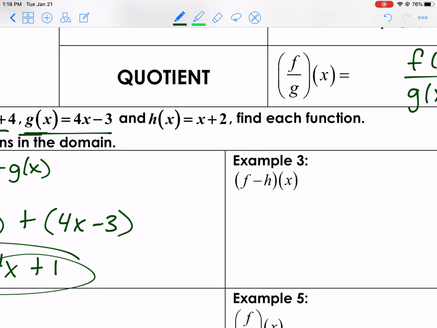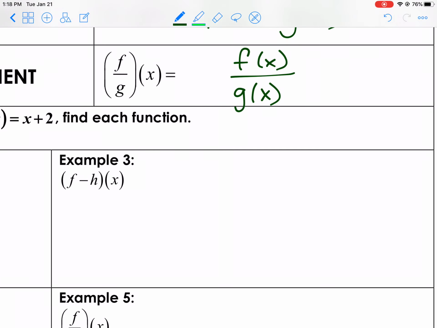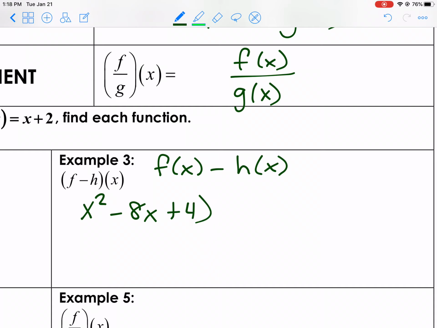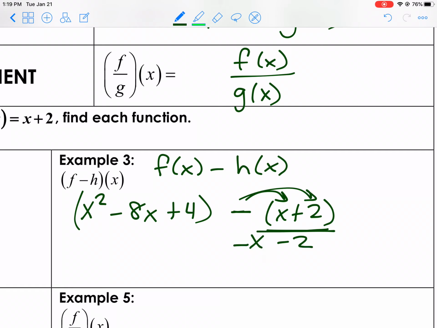Pretty good, right? Let's try example 3. On this one, we're finding f of x minus h of x. So f of x we had written before, and you can reference that on your page. X squared minus 8x plus 4. And h of x is x plus 2. Now we're subtracting. So this isn't just a matter of combining like terms. First we need to affect this entire set of parentheses by that negative. Okay, so we're going to have negative x minus 2. Now we can combine like terms.